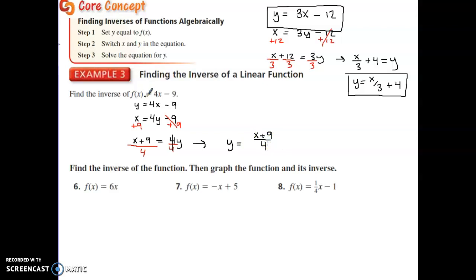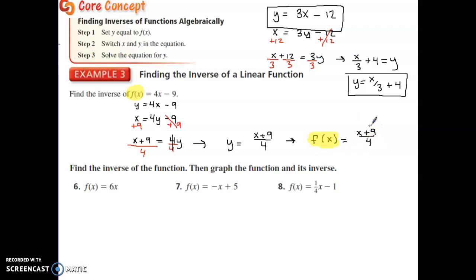And the only thing I'm going to do from here is go back into my f of x notation. So I had f of x to start, I didn't have y. So I'm going to go ahead and write f of x is equal to x plus 9 over 4. And this f of x has a very specific relationship to your original function. And that is that this new f of x is the inverse of our original.